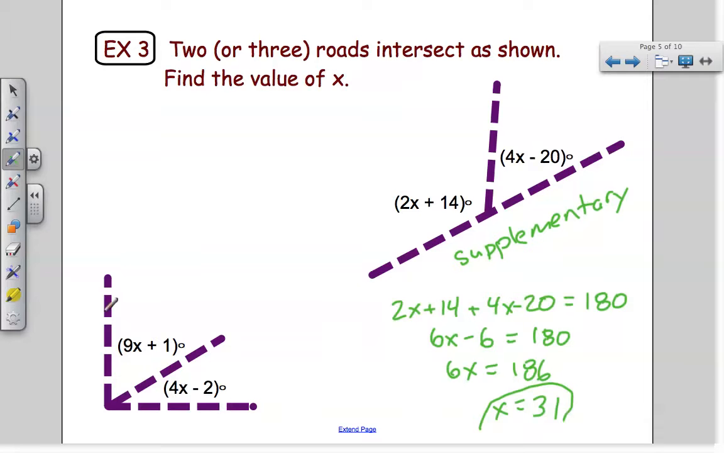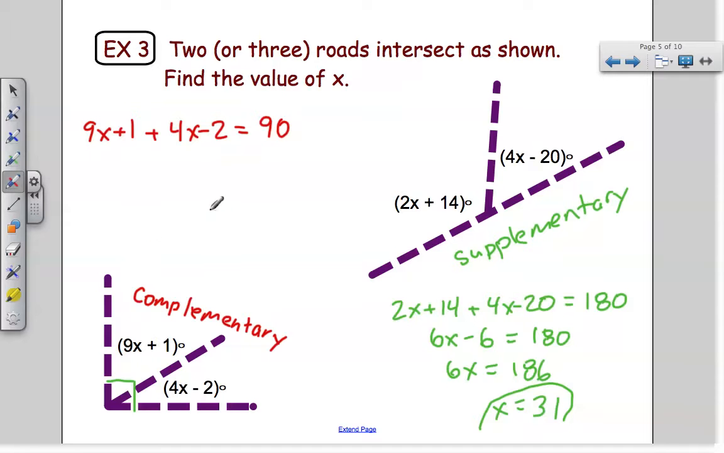In this example here, I have two roads intersecting at what I'm assuming must be a 90-degree angle. And again, if they wanted to prove that to me, they would need that right angle mark. I know that these two angles, because of this road, are adjacent angles. Together they make a 90-degree angle. What's the term that we just learned for two angles that add to 90? Complementary. Again, angle addition also says that adding these two should give me 90 degrees. So I'm going to take the one angle of 9x plus 1, add it to the 4x minus 2 angle, and together they make up a right angle. They should equal 90 degrees together.